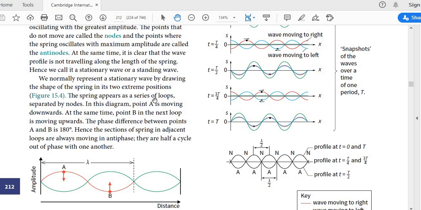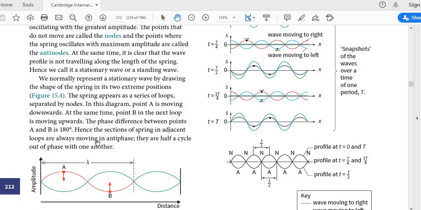The spring appears as a series of loops separated by nodes. In this diagram, point A is moving downwards. At the same time, point B in the next loop is moving upwards. The phase difference between points A and B is 180 degrees. So, from here to here, the phase difference is 180 degrees.